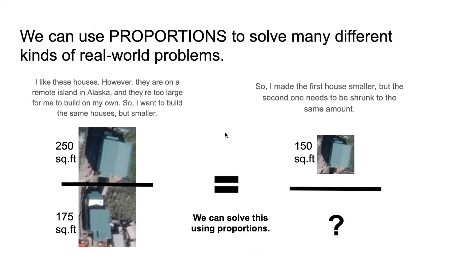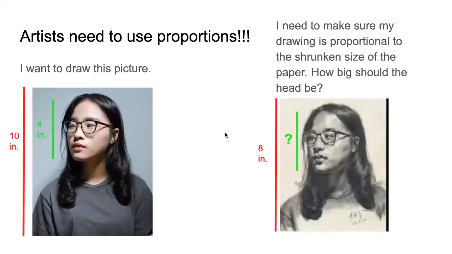All right. So let me give you another example. For all you artists out there, my mom is an artist. She's a portrait artist. She hates math. But the thing is, in order to be a portrait artist, you need to know proportions. Why do you need to know proportions?